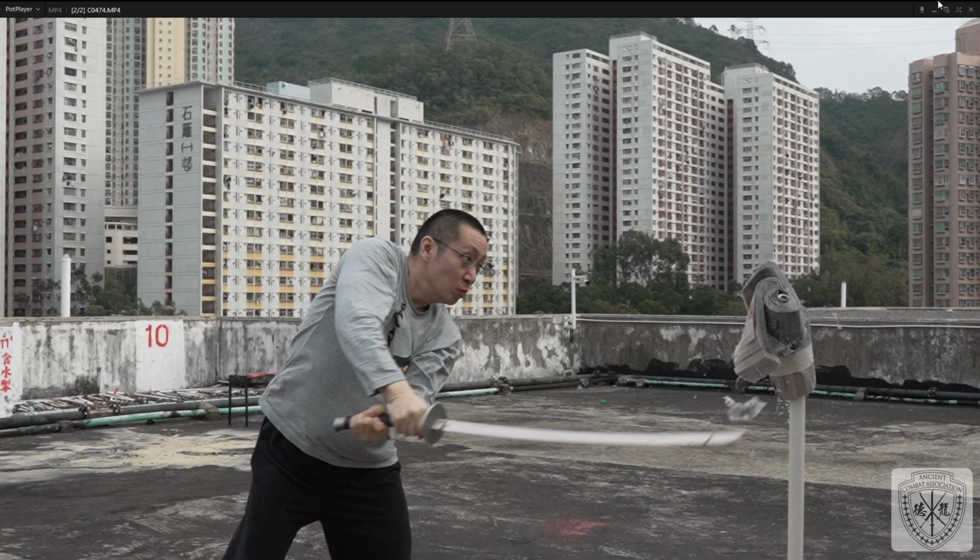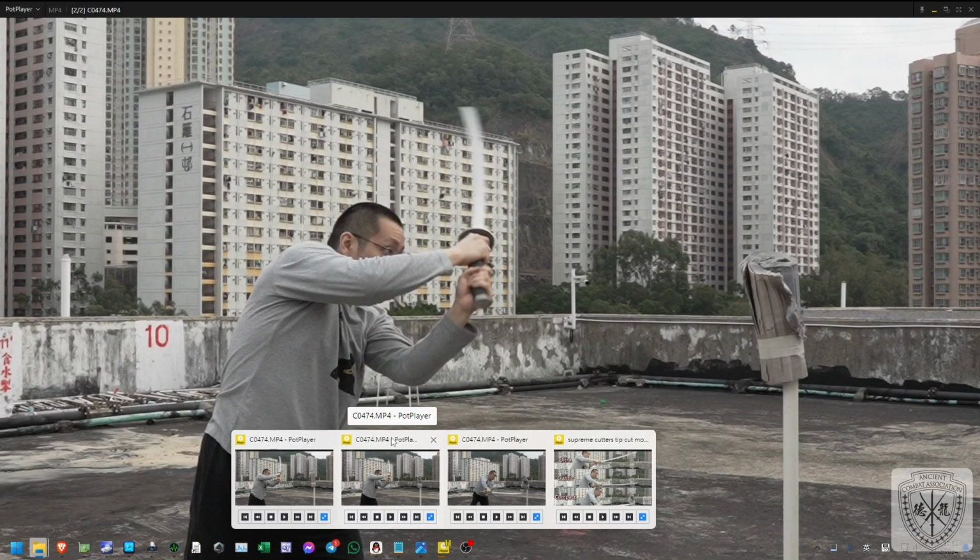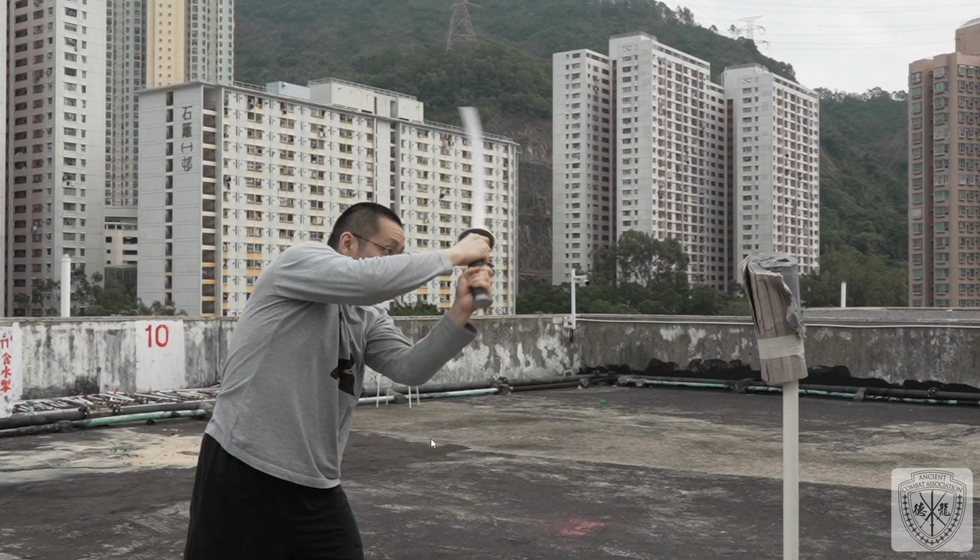Now let's take a look at another case. How about the classic? I always say the classic is the best cutting one when you are talking about tip cutting on substantial targets. The classic feels the best when cutting the substantial target.